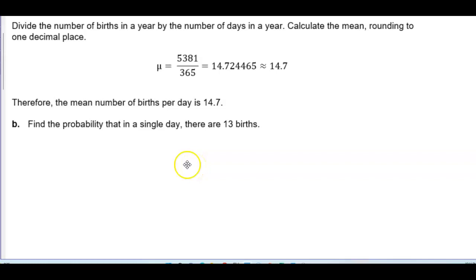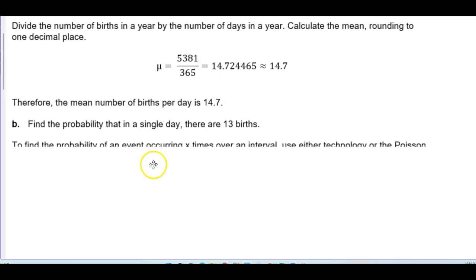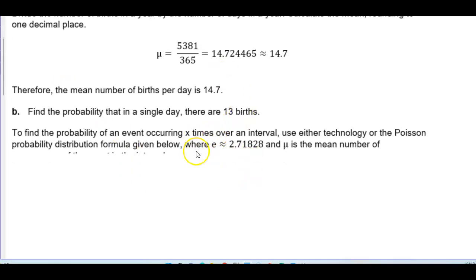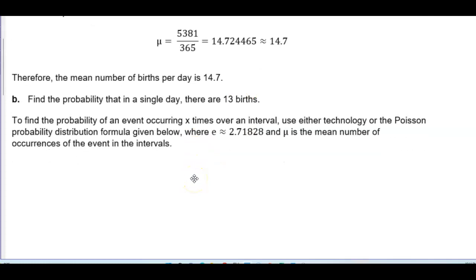In part B, we want to find the probability that in a single day there are 13 births. To find the probability of an event occurring X times over an interval, you use either technology or the Poisson probability distribution formula, which is given below, where the value of e is equal to 2.71828, and the mean is the number of occurrences of the event in the interval. So here is our formula.